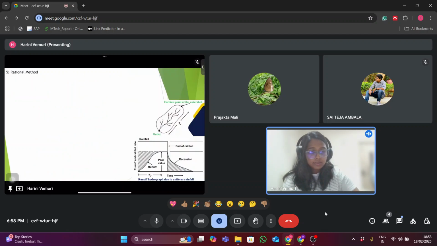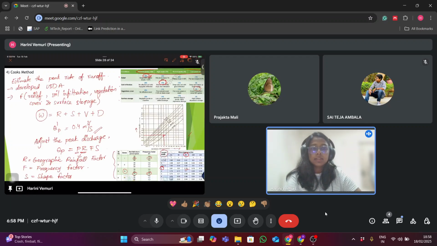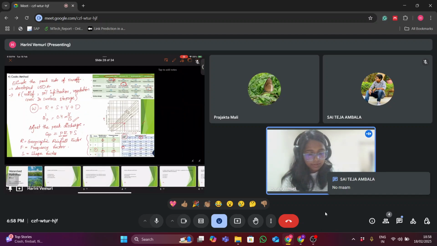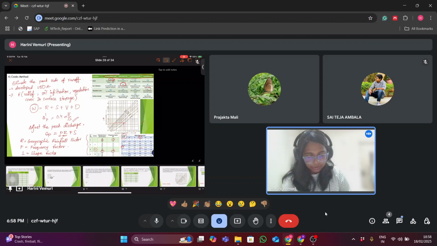So, any doubts on how to estimate the runoff using empirical formulas, by calculating the losses and by using Cook's method? Any questions? Okay. So, if there are no questions, then we will see some questions related to this.